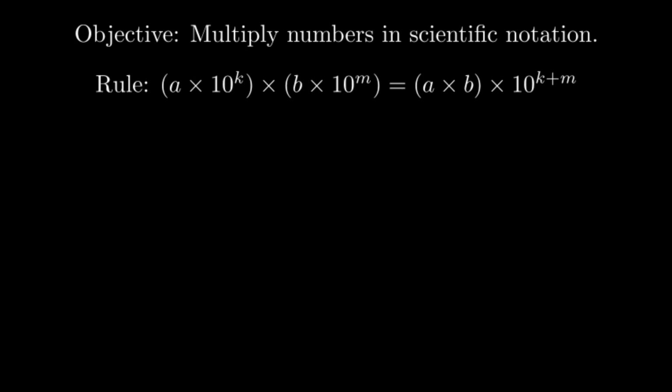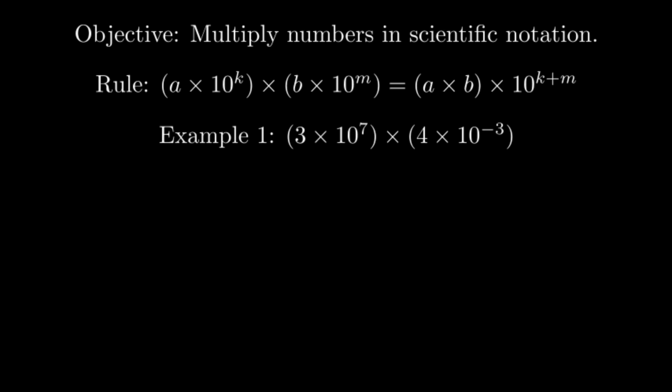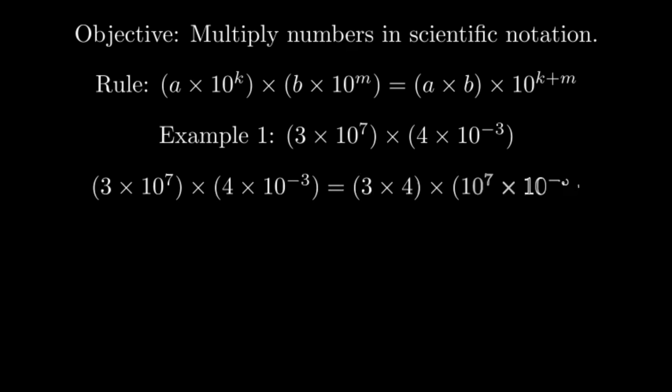Let's work through an example from your notes. We want to calculate 3 times 10 to the 7th, multiplied by 4 times 10 to the negative third. First, we group the a parts and the power of 10 parts. Using the commutative property of multiplication, we can reorder this to group the coefficients 3 and 4, and the powers of 10, 10 to the 7th, and 10 to the negative third. Now we perform the two separate multiplications. 3 times 4 is 12. For the powers of 10, we add the exponents. 7 plus negative 3 is 4. So we have 12 times 10 to the fourth.